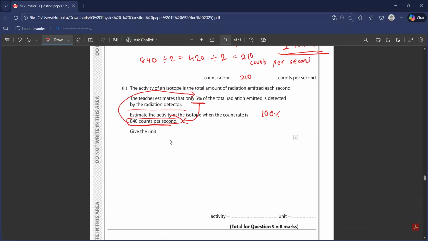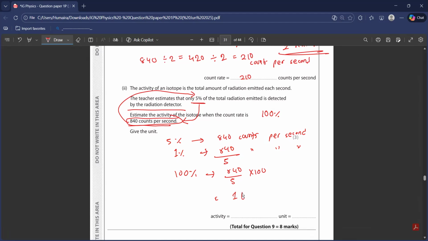So if 5% gives us 840 counts per second, by the basic unitary method, what will 1% give us? It will give less, so we will divide. And what will 100% give? Of course more, so we will multiply by 100 and let's see what the answer comes to. 840 divided by 5 into 100 comes to 16800. And what is the unit for activity? It's becquerel, Bq. 16800. I hope you understood this one.